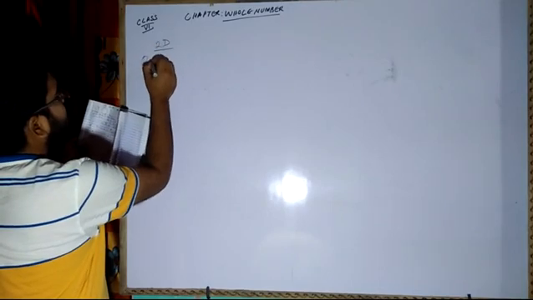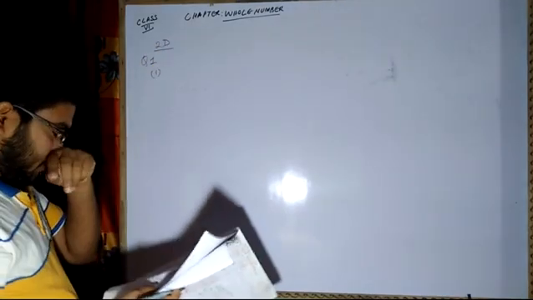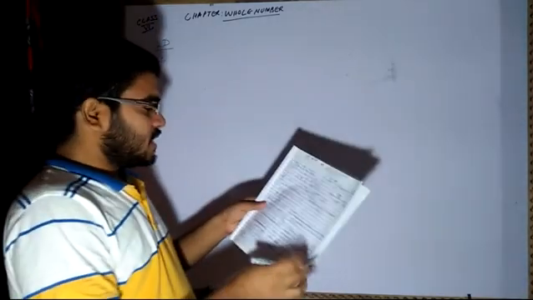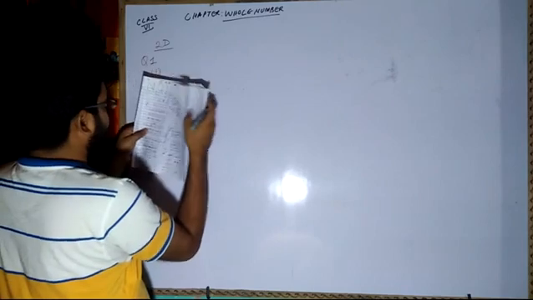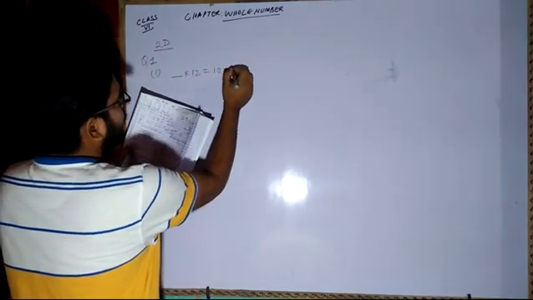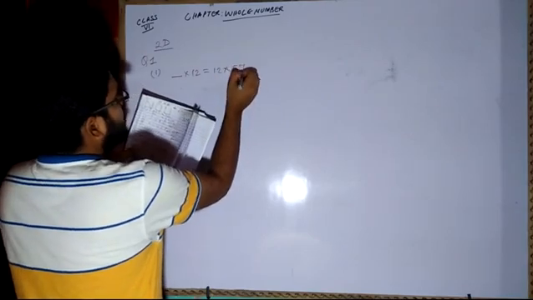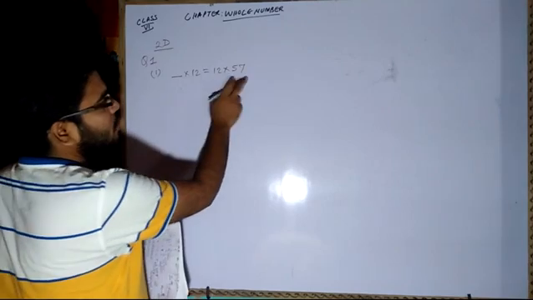Exercise 2D question number 1, subpart 1 says that you have to state the property as well as satisfy the condition. The meaning of that question is: fill in the blank space with the number that makes your answer true, and name the property as well. So here it is given: blank into 12 is equal to 12 into 57.